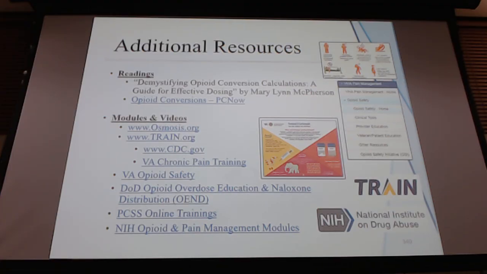PCNOW, so Pain Care Now, is a network in Wisconsin where they have different tools as well. Tons of modules and videos. The VA has all these different handouts. They are a little bit outdated and they are very kind of anti-opioid. So just be mindful of that when you're talking with your folks. Questions?